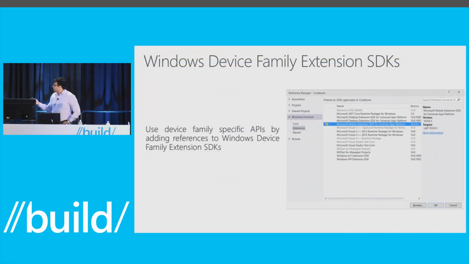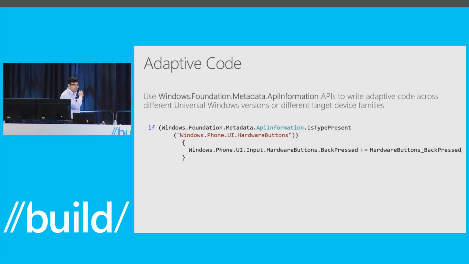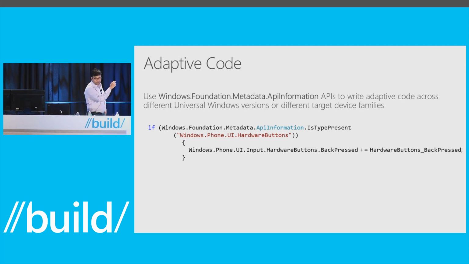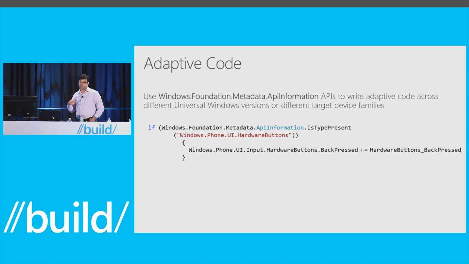So we talked about extension SDKs, we talked about adaptive code, and again, these adaptive APIs are located under Windows.Foundation.Metadata.ApiInformation. You can go and explore and use some of these to actually try out the capabilities which are specific to a device family.